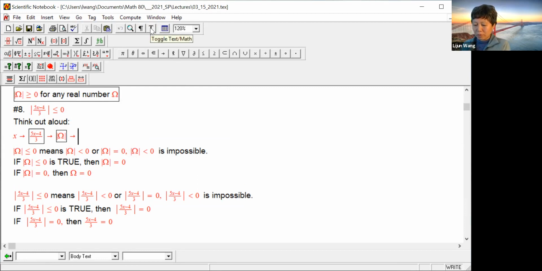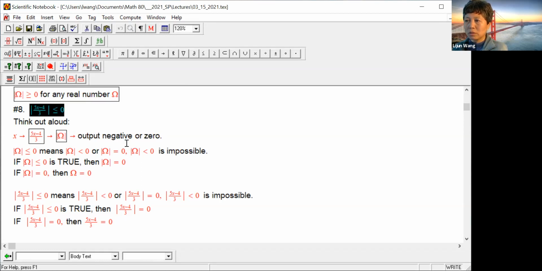You want the output to be negative or 0. And then you are told, hey, negative is impossible. You only have one possible output if that's what you want. This is never going to happen, only this can happen. Does that make sense, you guys? That's what it is.